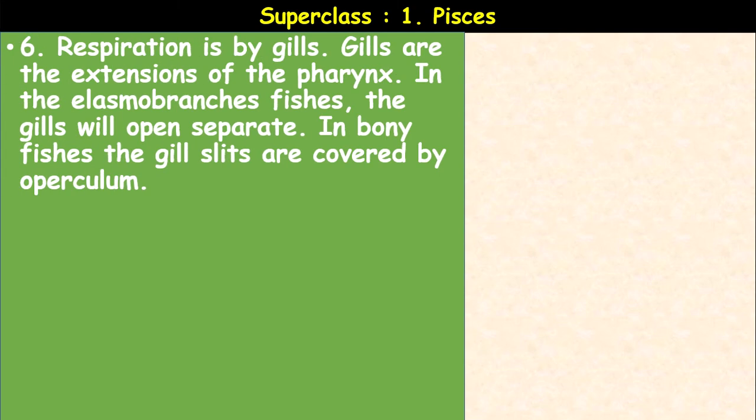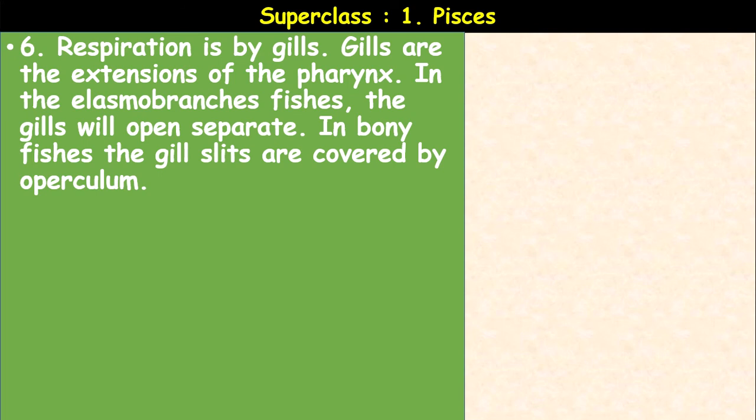Now the 6th characteristic feature, respiration takes place by gills. The gills are the extensions of pharynx. Fishes are again divided into elasmobranch fishes and bony fishes. In elasmobranch fishes the gills will open separately. Elasmobranch fishes means cartilaginous fishes. Bony fishes are also called teleost fishes. Elasmobranch fishes, for example sharks you can take, or scoliodon.